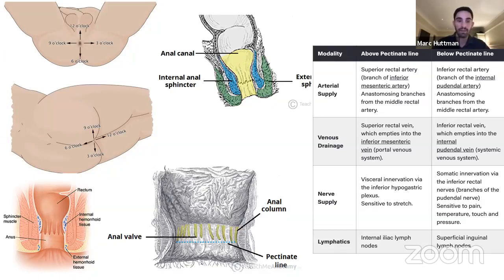Inferior to the pectinate line, the anal canal is lined by non-keratinized stratified squamous epithelium. So basically the same as skin, but it's not keratinized, which means it doesn't have as much keratin in it. This is quite an interesting area of the body because it is where the endoderm meets the ectoderm. There's no mesoderm intermediate, which there normally is. So above the pectinate line is derived from the embryonic hindgut, and below is derived from the ectoderm. Good. There's a little summary table there, because above and below have a different arterial, venous, nerve and lymphatic supply, but I've left it there for your perusal later on.